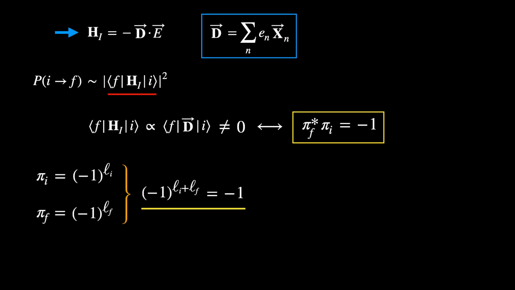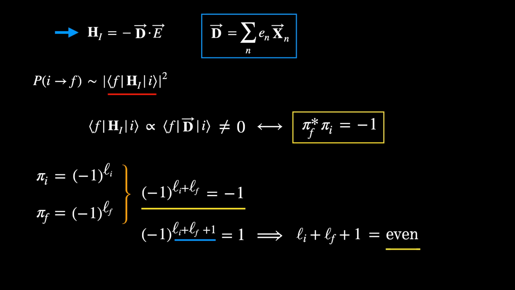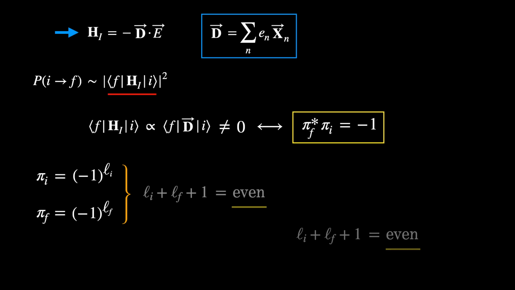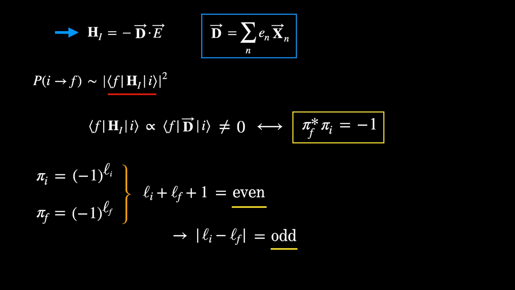Bringing the minus 1 to the left-hand side of this equation, we have this. This implies that the exponent of minus 1 must be an even number. This is equivalent to the absolute difference between Li and Lf being odd. We can see this more easily by looking at the original condition underlined in blue.